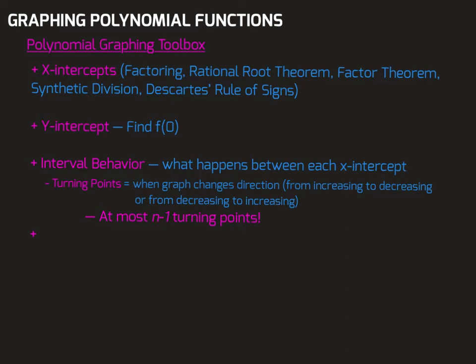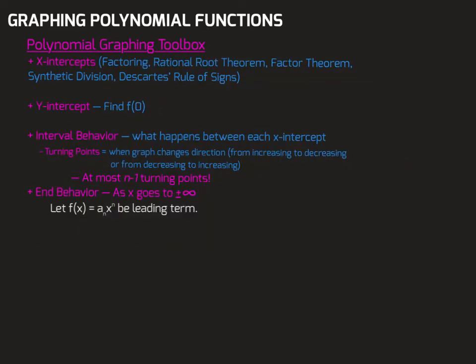The last thing that's going to be important to know and is a part of our polynomial graphing toolbox is the end behavior. The end behavior is what happens to our graph as x goes to both positive and negative infinity. Let's go ahead and look at some potential end behaviors. If we let f of x equal a sub n x to the power of n be the leading term of the polynomial that we are graphing, there are four potential end behaviors we are looking at.